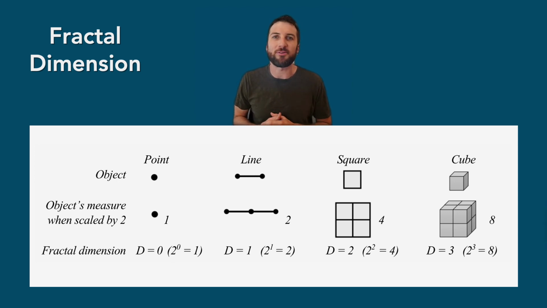Now, a point would have a fractal dimension of 0. It wouldn't change if you scale it by 2. Now, you see here that this fractal dimension is essentially the topological dimension. A line exists in 1-dimensional space, the square exists in 2-dimensional space, and the cube exists in 3-dimensional space. So in this case, these are more common geometric objects. The fractal dimension is the topological dimension in which the object resides.